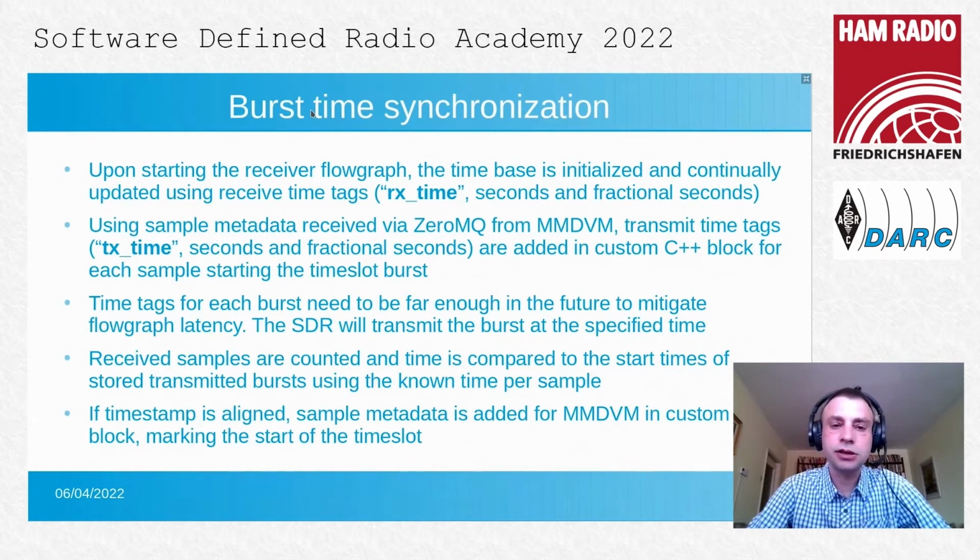When first starting the receiver flow graph, we configure and initialize a local time base, which is then continually updated using the receive time tags provided by the FPGA. These time tags contain seconds and fractional seconds, which are then internally converted into nanoseconds since the start of the flow graph. And this timestamp is also updated anytime the receiver is reconfigured or for some reason the sample flow is interrupted.